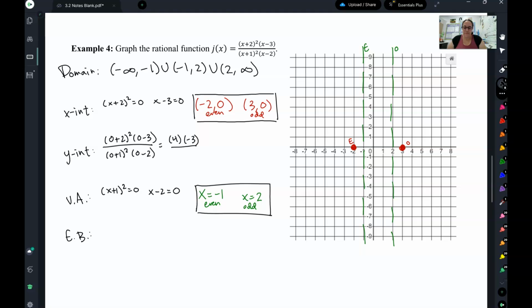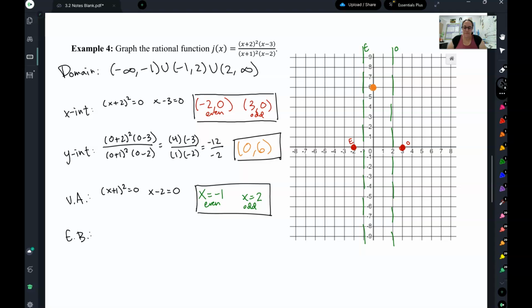Now I have 0 plus 1 squared is 1. And 0 minus 2 is negative 2. So that gives me negative 12 over negative 2, which is a y-intercept of 6. Okay, next I have my end behavior.